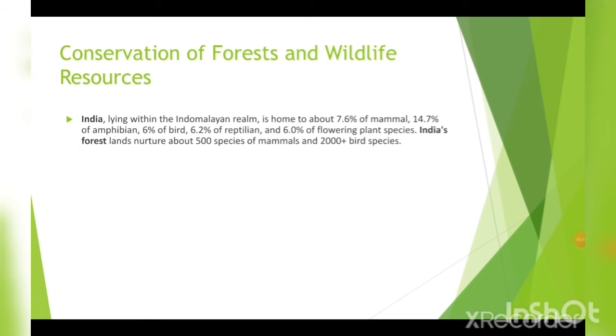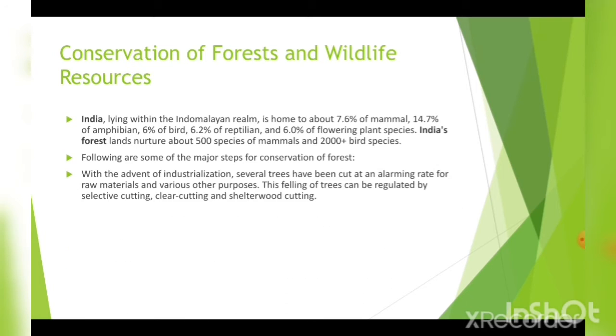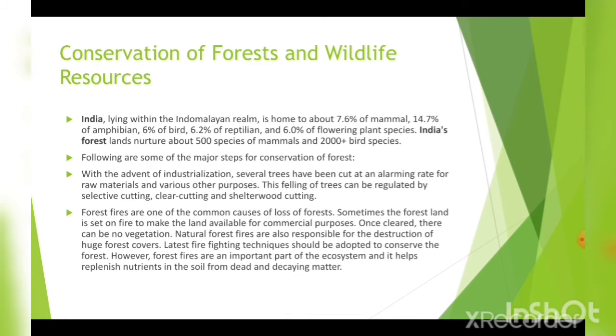Conservation of forests and wildlife resources. India is one of the mega diverse countries in the world. It has a variety of flora and fauna. Following are some of the major steps for conservation of forests. With the advent of industrialization, several trees have been cut at an alarming rate. This felling of trees can be regulated by selective cutting, clear cutting, and shelterwood cutting. Forest fires are one of the common causes of loss of forests. Latest firefighting techniques should be adopted to conserve the forests.